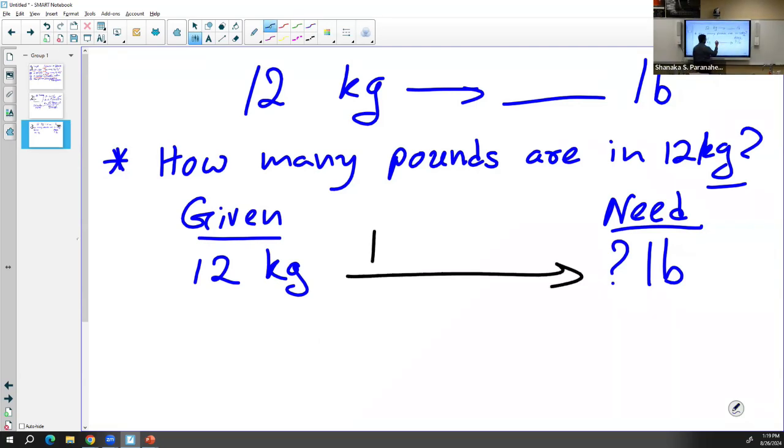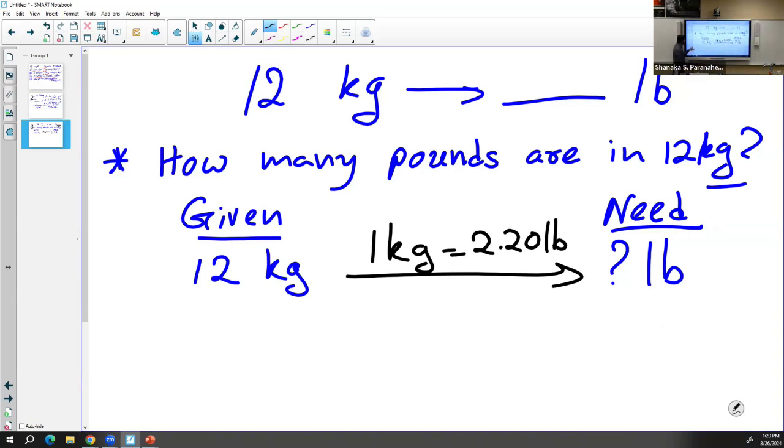1 kilogram is equal to 2.20 LB. Okay, so that's the correct equation. In this equation, we have the given unit on one side and the unit required on the other side. Sometimes we might not find a single equation like this between given and need. In that case, we are going to use more than one equation. So I'll do more examples.